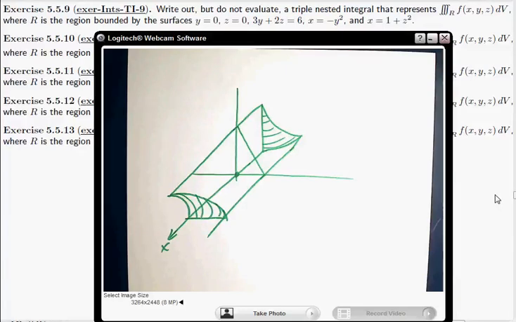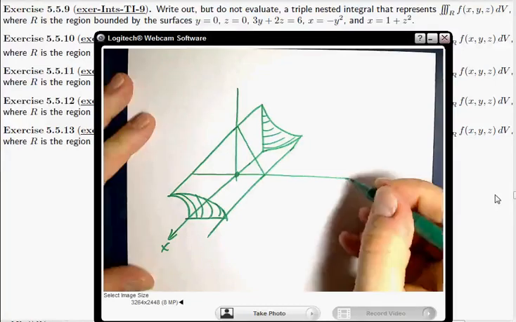Okay, next observation. I note that this shape has a very convenient projection into the YZ plane.